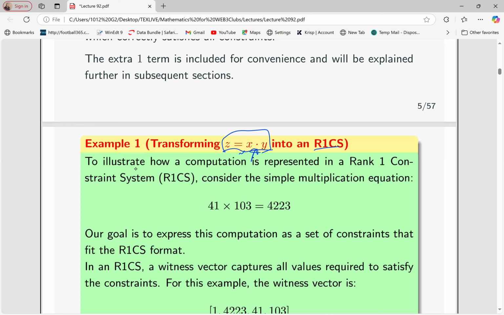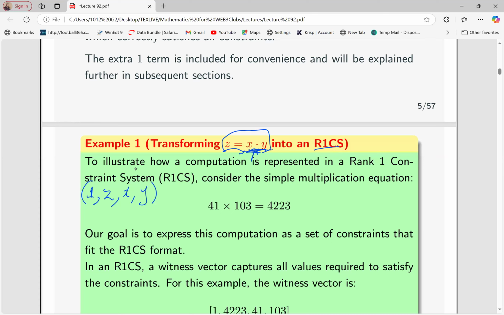So if you are asked about a witness for this, we do not have an intermediate value because we already have only one multiplication. There is no intermediate value, and therefore our witness will be 1, then Z, then X, then Y. So this will be our witness.